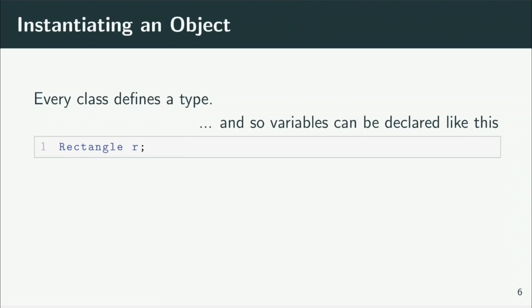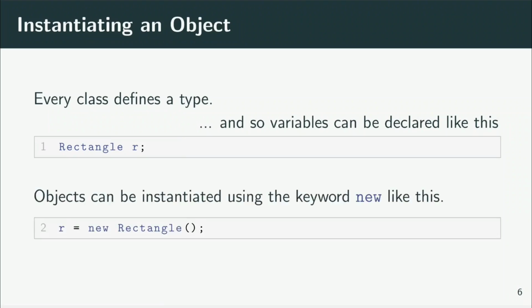Now, in order to create an object, we are using the keyword new followed by the name of the class that you want to instantiate, followed by a list of parameters in brackets, and in this case, the list is empty.